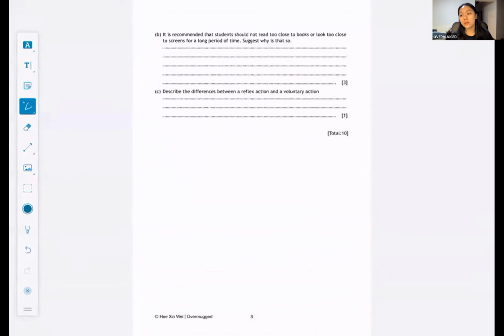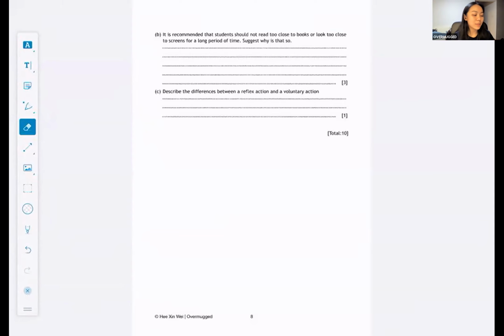So for part B, it is also the same thing, because it is just about applying what you know about reading something up close. So it's about the ciliary body contracting, the suspensory ligament relaxing, and then relaxing the pull on the lens, things like that. But in this case, why is it not recommended that you keep reading something up close? You must also feel it yourself, right? When you read something too close, or you're studying for too long, your eyes will get very tired. Which part of the eyes will get tired? It is the ciliary muscle being strained because it's always contracting. So therefore, you will be very tired.